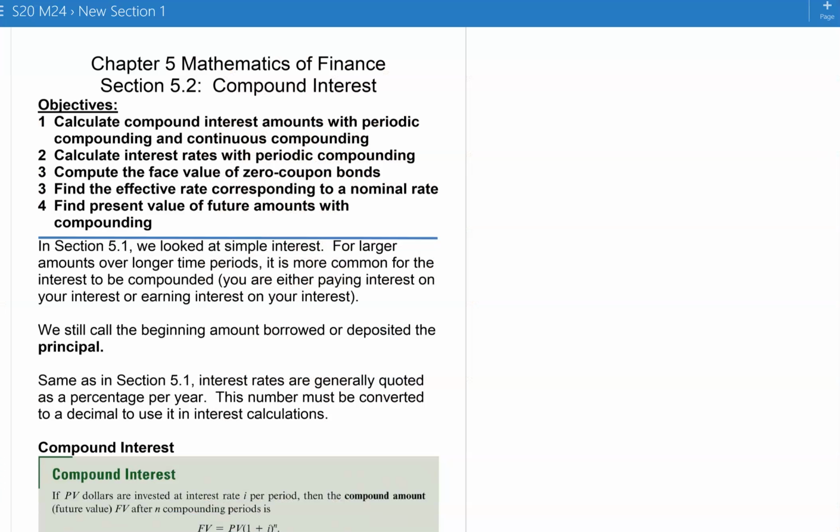Section 5.2 is about compound interest. And usually if it's larger amounts over longer time periods, it's more common for interest to be compounded. You're paying interest on your interest, or you're earning interest on your interest as well as on the principal. So we still call the beginning amount borrowed or deposited the principal.